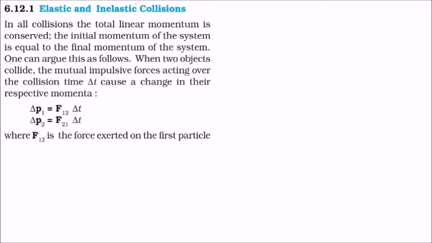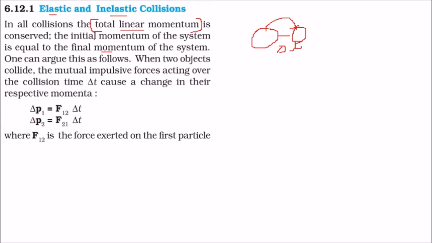So elastic and inelastic collisions, there are many questions which are being asked on this. In all collisions, the total linear momentum is conserved. This is very important. Total linear momentum is conserved. The initial momentum of the system will be equal to the final momentum of the system. So how to argue on this? When two objects are going to collide, the mutual repulsive forces, or you can say the impulsive force acting over this collision time delta t, can cause the change in their respective momentum.